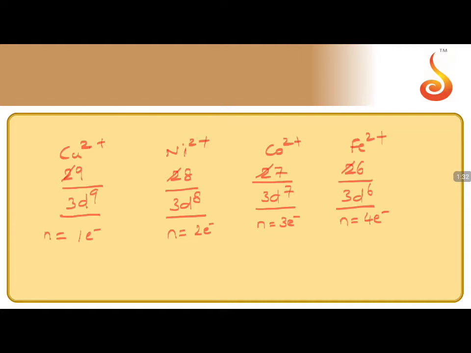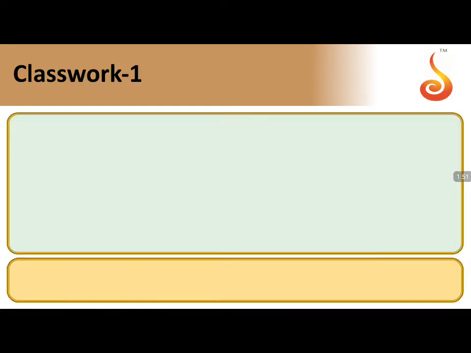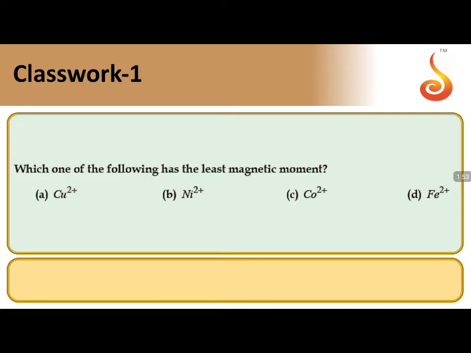So as the n value increases, mu value increases. We know mu is equal to root over n into n plus 2 Bohr magnetons. It is directly proportional to n, so the maximum n value will have maximum magnetic moment. The question is about which has the least magnetic moment. Least magnetic moment will be for copper, Cu2 plus ions. So the answer is option A.